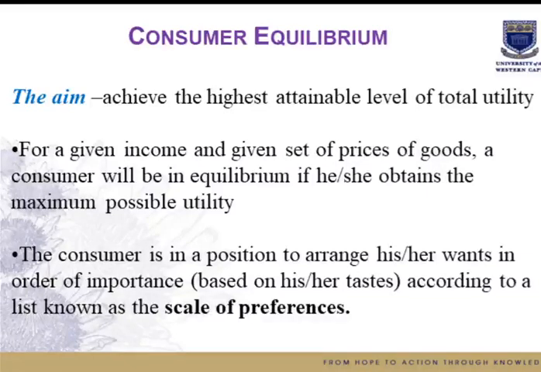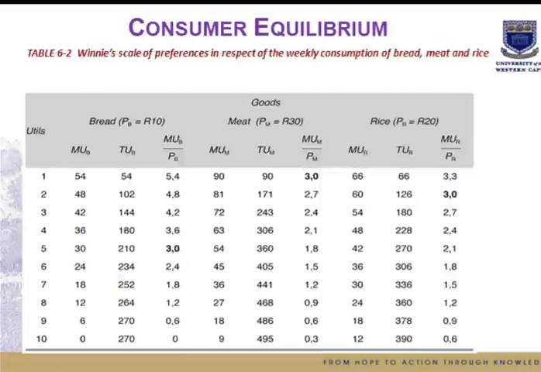of the goods. Furthermore, as the consumer is making choices over the goods he or she wants to purchase, we assume that they are in a position to arrange their wants in order of importance according to a list known as the scale of preference. Note that here we are not saying consumers do write down a list, but rather they make rational decisions based on a scale of preference at the back of their minds. Let us use an example to reflect such a scale of preference.